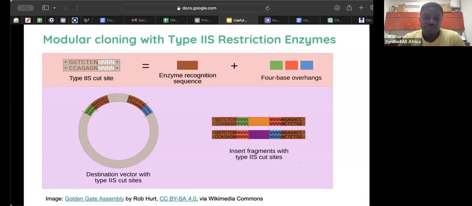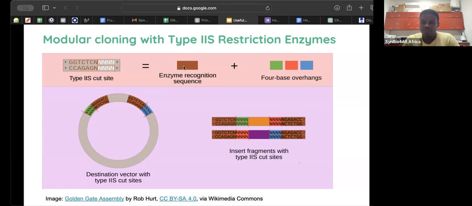Now, what this enzyme does is that it cuts away from the recognition site and leaves a four base pair overhang. The enzyme has a recognition sequence. What you see here is a BsaI recognition site, GGTCTC, and only BsaI recognizes this particular sequence. So it's going to cut away from that recognition site and leave a four base pair overhang on the DNA fragment that you have.